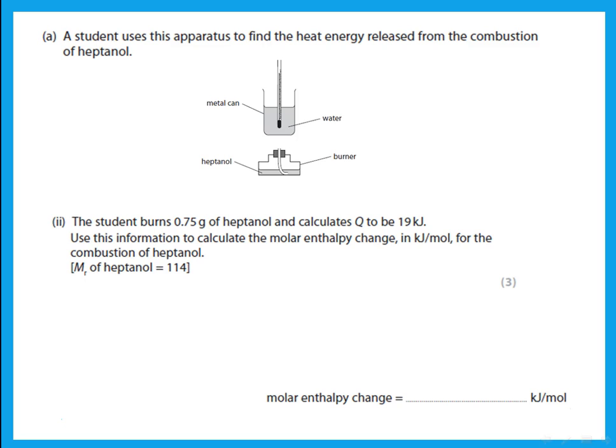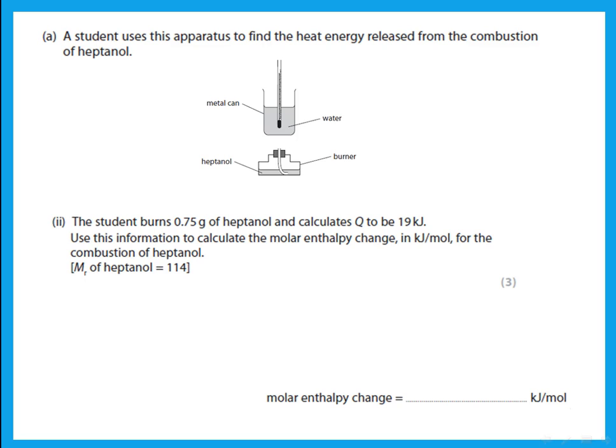Okay, this is another example. He says the student burns 0.75 grams of heptanol in a burner, as you see. He calculates Q to be 19 kilojoules. So he has already calculated Q. Now use this information to calculate the molar enthalpy change. Remember, molar enthalpy change is delta H for the combustion of heptanol.